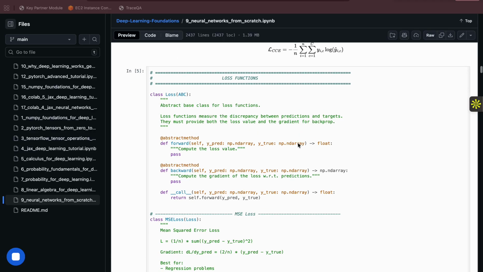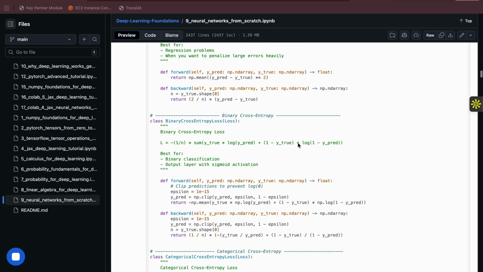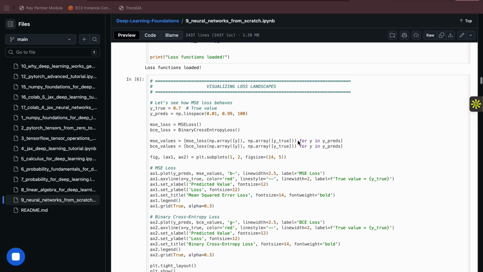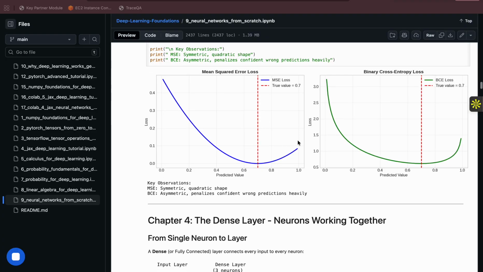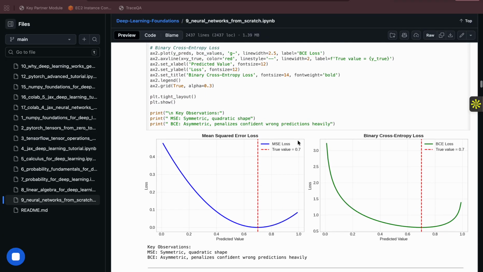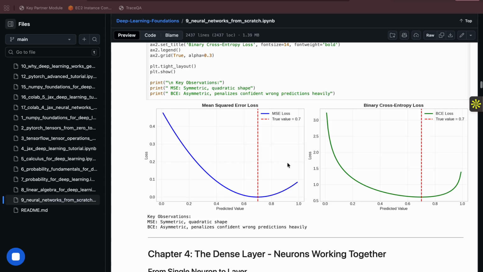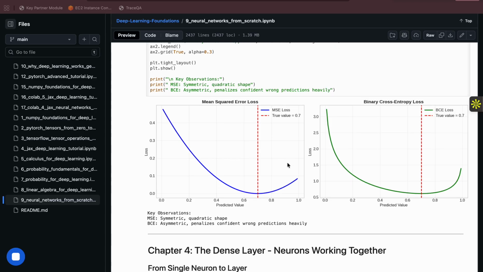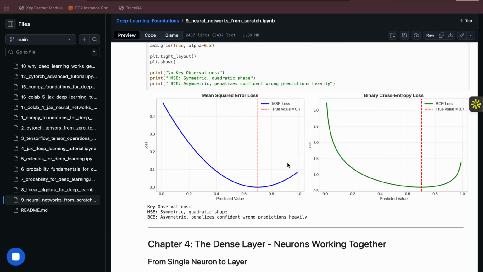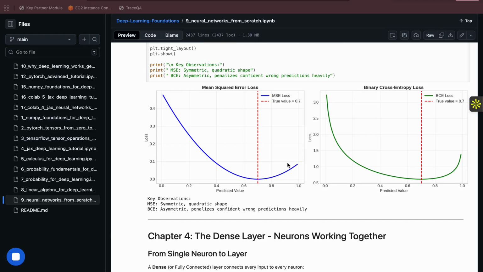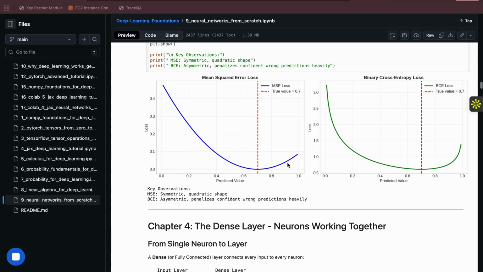Now here we implement the loss function classes such as MSE, binary cross entropy, and categorical cross entropy, with forward and backward methods. So the output confirms the loading, and here we plot the MSE and BCE loss landscapes for predictions versus true value 0.7. Here in the output the MSE is symmetric or quadratic, and BCE is asymmetric and penalizes confident errors very heavily.